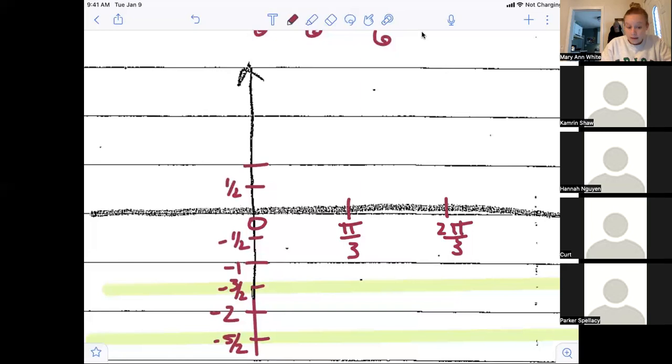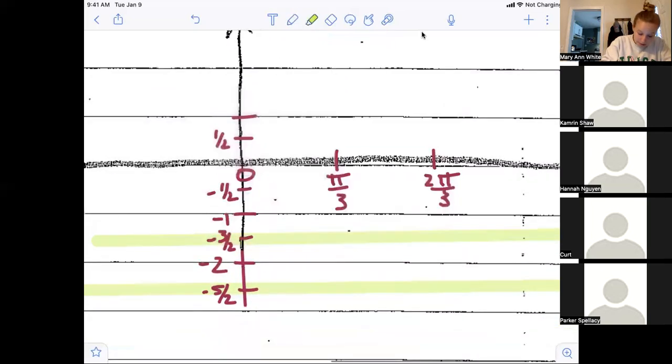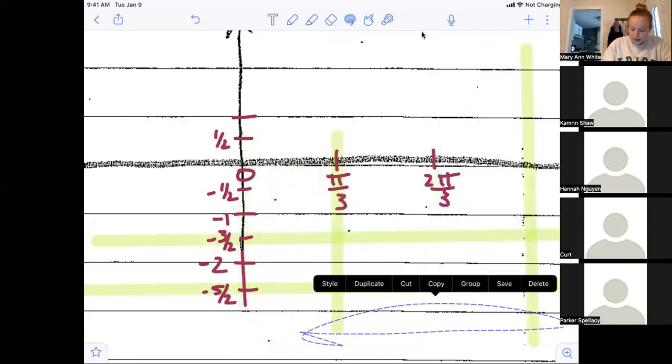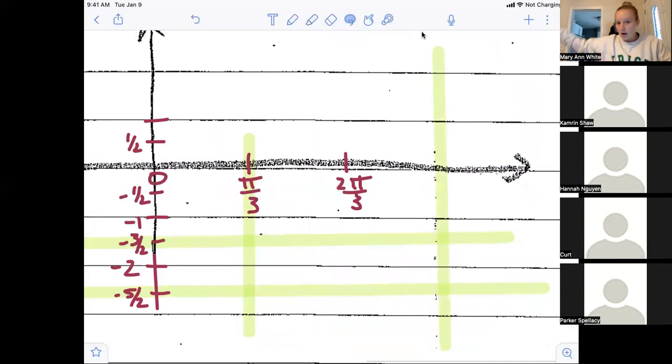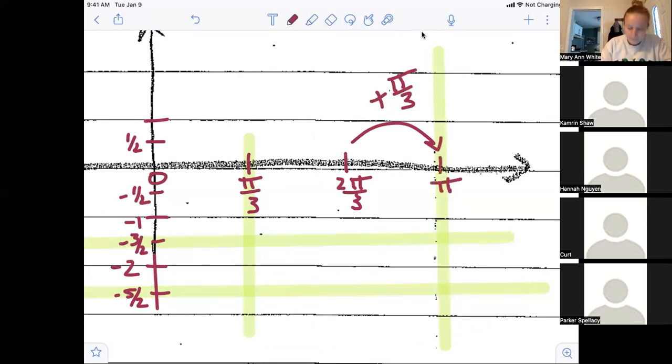But we are not starting at 0. I'm not starting at 0 and going to 2 pi/3. I'm starting at pi/3. I'm moving right pi/3. And it means that I end a pi/3 after 2 pi/3. I'm adding a pi/3 to that to move it to the right one unit, I guess. 2 pi/3 plus pi/3 is 3 pi/3, which is just a normal pi.